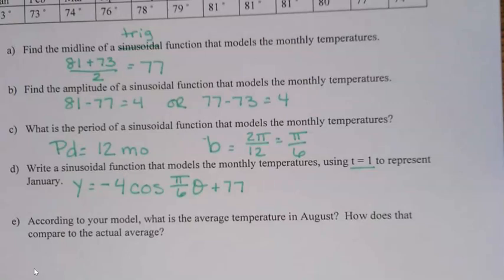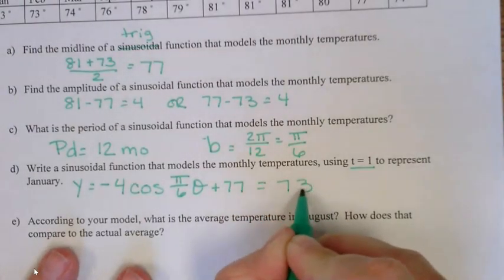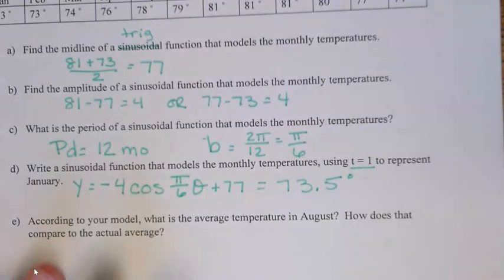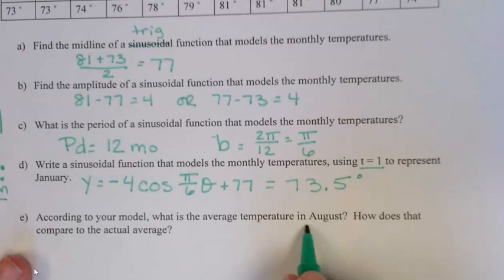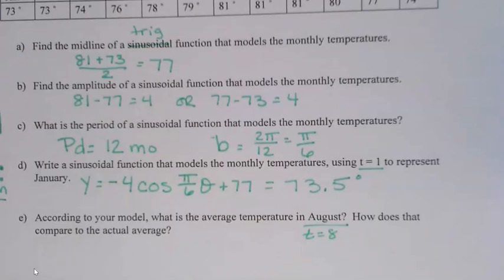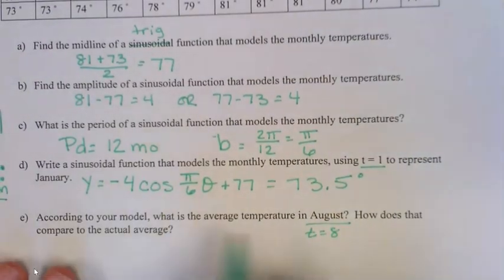Okay, so we're going to use t equals 1. Negative 4 cosine pi divided by 6 times 1, plus 77. And I get 73.5 degrees. Okay. August is t equals 8. So we're going to do the same thing. Negative 4 cosine pi divided by 6 times 8, plus 77. I get 79.